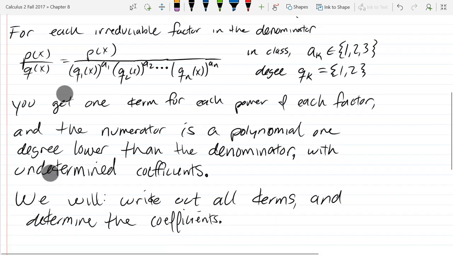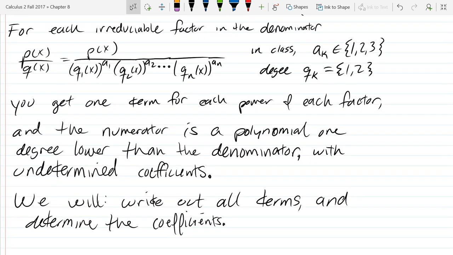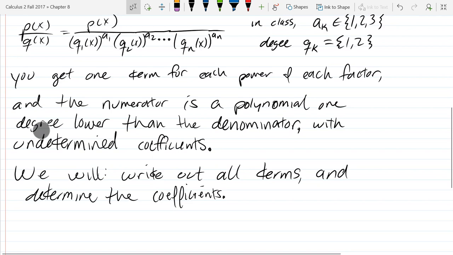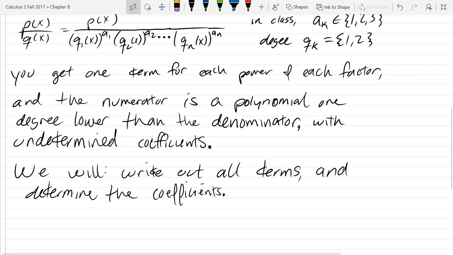Okay, so this seems very abstract until you do some examples, and then when you see it in practice, hopefully it will make a lot more sense. So we'll start out with an example that's not too bad, and then we'll slowly increase the difficulty. All the ones I'm looking at in my notes are kind of ugly.